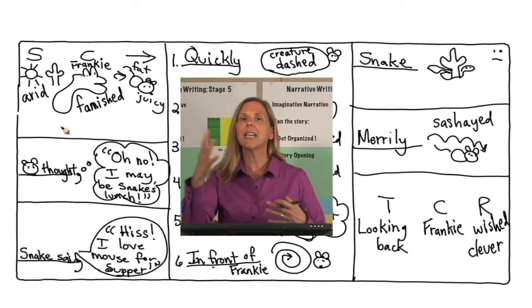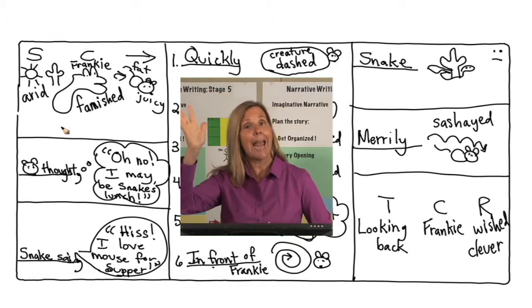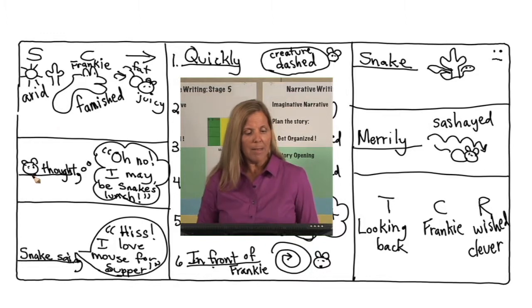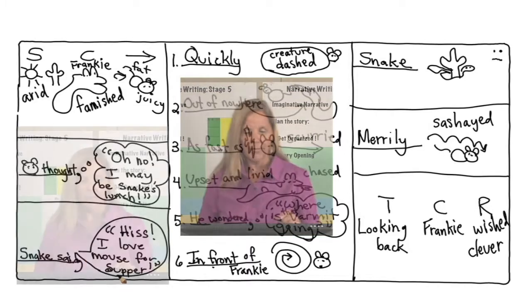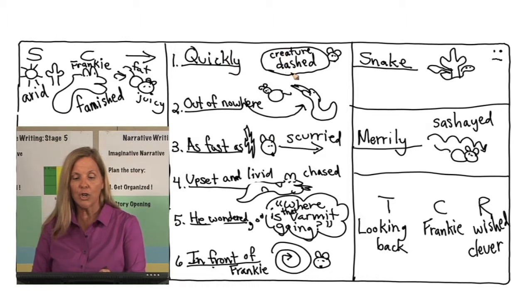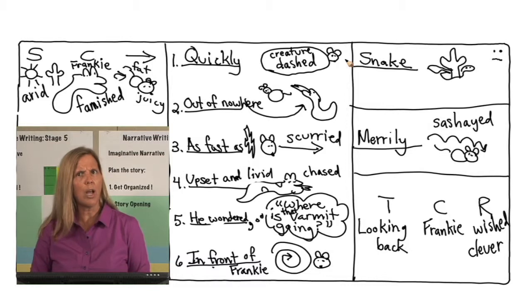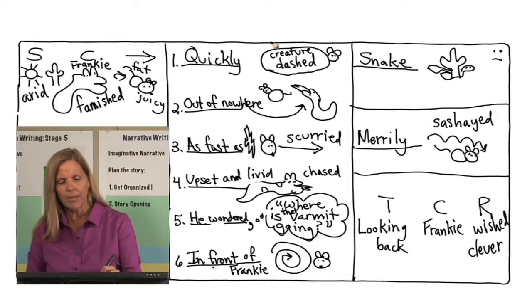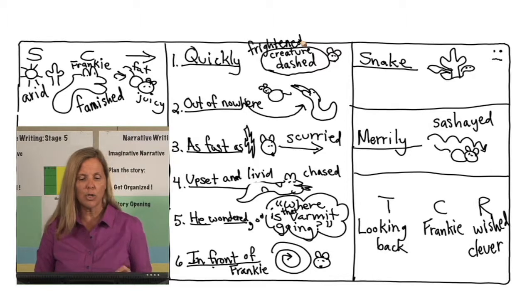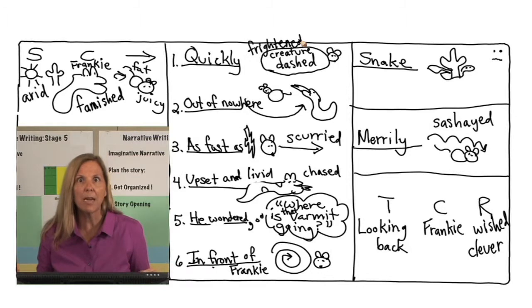Here we go. Notice I keep coming up with different ways to say the sentence and acting out the parts. Mouse thought, oh no, I may be Snake's lunch. Snake said, hiss, I love mouse for supper. Quickly, the creature dashed behind the rock. What kind of creature? Should we describe what the creature looks like, feels like? I think we should say frightened. What kind of creature would dash behind the rock? A frightened creature. Quickly, the frightened creature dashed behind a rock, escaping from Snake.